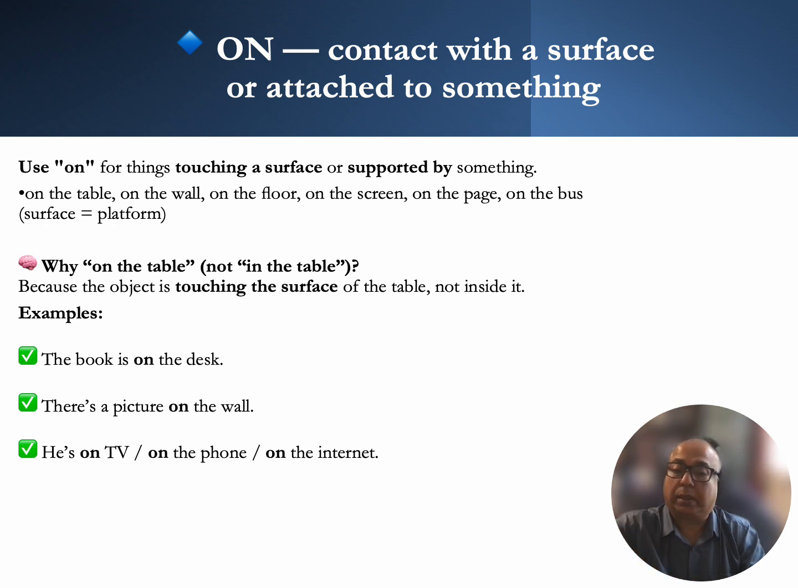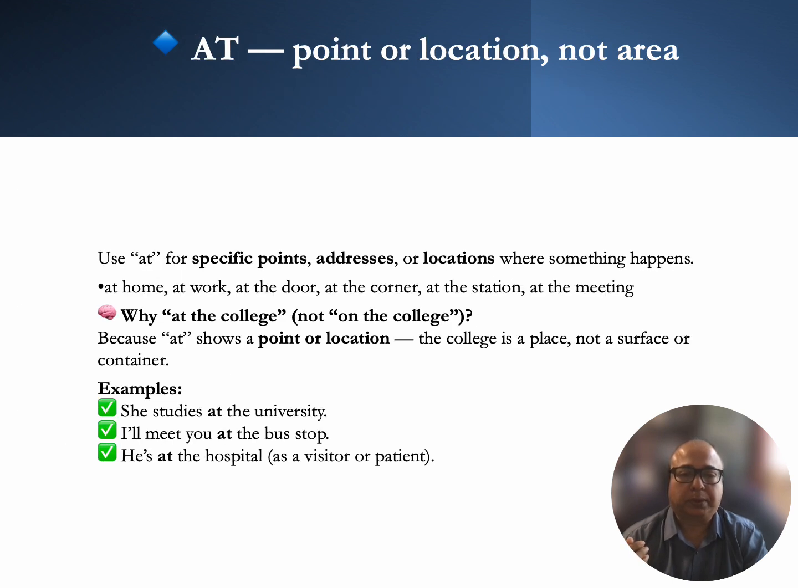There's a picture on the wall, so you look up and you see, oh, that's a beautiful painting, or that's a nice picture. It's on the wall. Why? Because the picture is making a contact with the wall. Oh, watch, look, he's on TV, or I'm on the phone, or I found this on the internet, not in the internet. So that is how we use on prepositions.